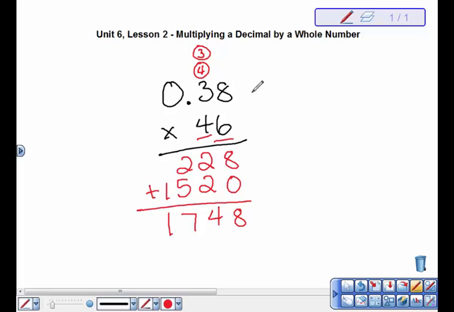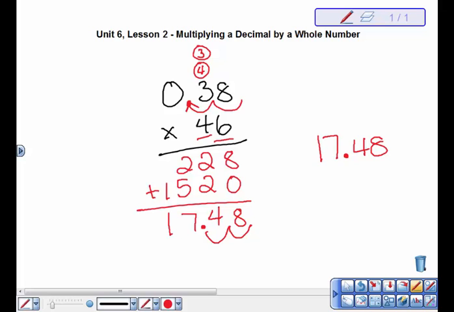Now, to finish it off, to put the whipped cream on the hot fudge sundae, I need to put my decimal back. So if I start over here, I see my decimal is right here. That's 2 seats over. So all I'm going to do is come down to the end of my answer, and go 2 seats over, and I get 17 and 48 hundredths. 17 and 48 hundredths. It's that easy.